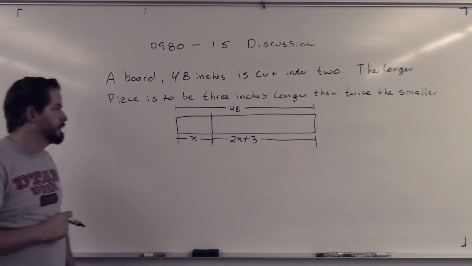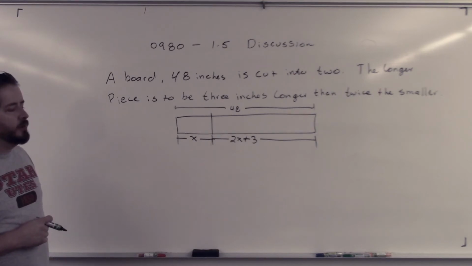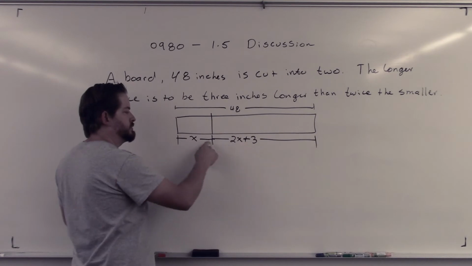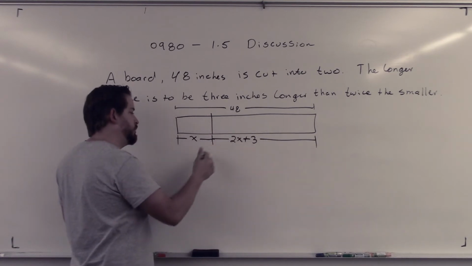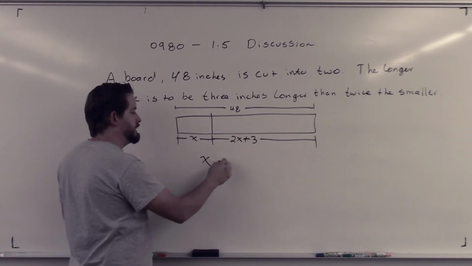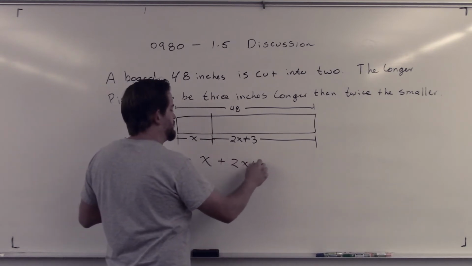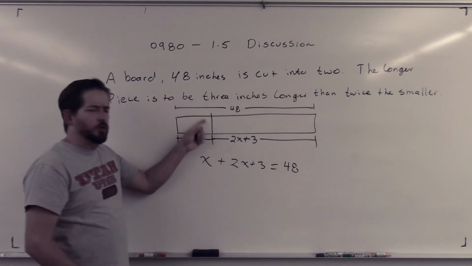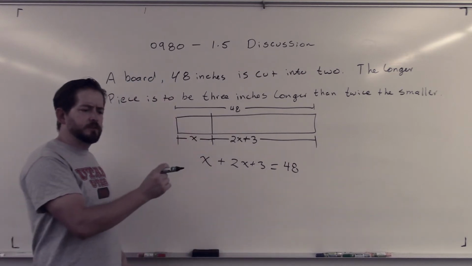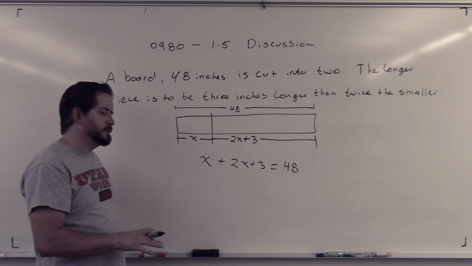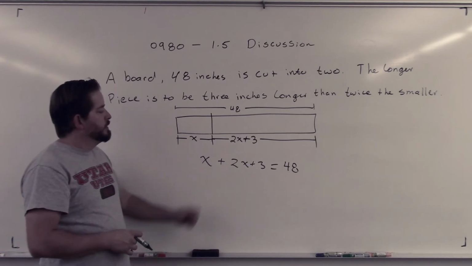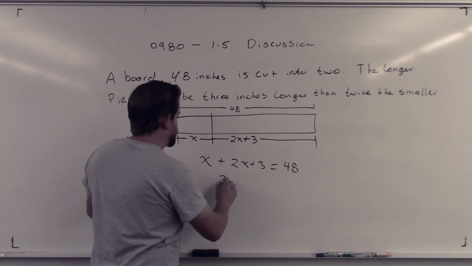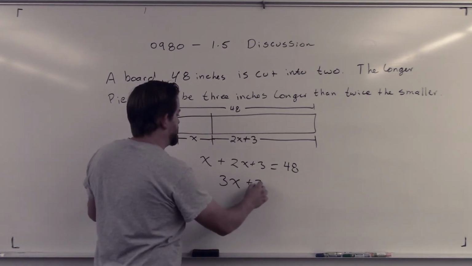And I want to figure out the size of both pieces. So what I do know is that this x and this 2x plus 3, when they combine, they make up the whole board, and that gives me my equation: x plus 2x plus 3 should be the whole 48 inches. We're going to ignore for a moment that there's a cut and you lose a little bit of the board. Let's not worry about that right now. If I solve this, I can combine my x and 2x. That gives me 3x plus 3 equals 48.